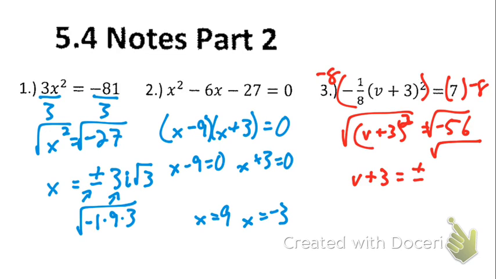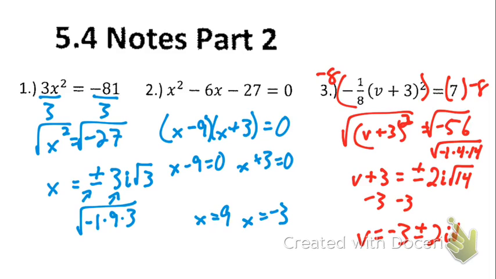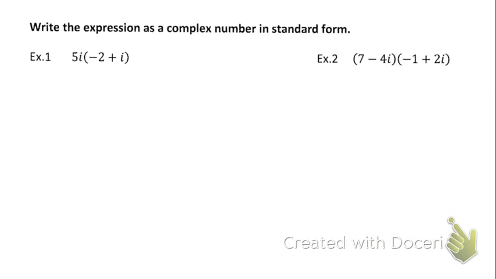Now, 56 is an odd one. All right, not odd because it's an even number, but it's negative 1 times. I don't think 16 goes into it, but I know that 4 does. It's 4 times 14. So this is the same thing as the square root of 4 is 2. So 2i root 14. Then you subtract 3 from both sides. And so our answers are going to look like this. Negative 3 plus or minus 2i root 14. So 3 review problems under 2 minutes. I'm on a roll right now.